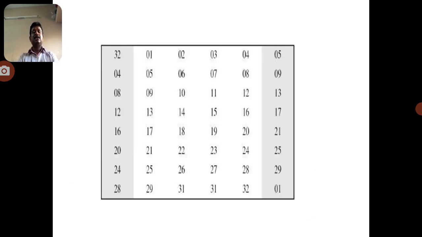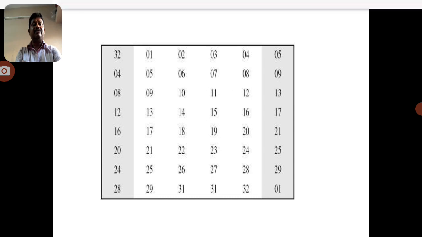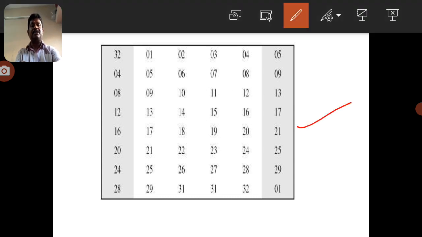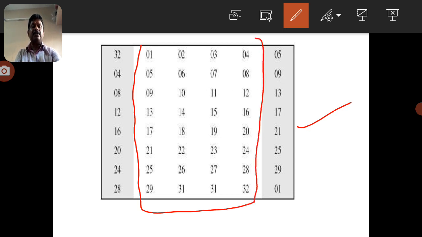Now you can observe, previously in the expansion permutation, the 32-bit data is taken and expanded into 48 bits. So basically we can consider this is the original 32-bit data, and this original 32-bit data is expanded into 48. So only these 32 bits of data are taken.